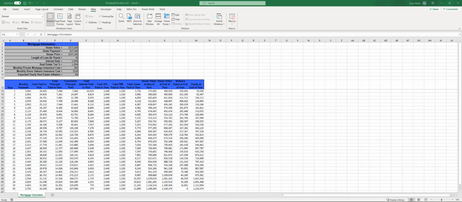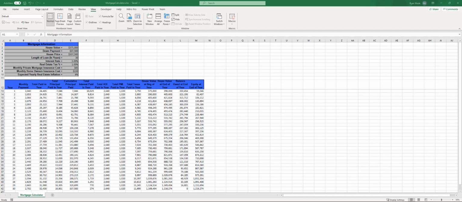The mortgage calculator in question is presented here. In this workbook, we have a fictitious example where we have a house that's valued at $375,000. In this example, the person who this mortgage calculator is for is assuming that they're going to put 10% down on the house, which evaluates out to $37,500. So that will leave us with a house price of $337,000.